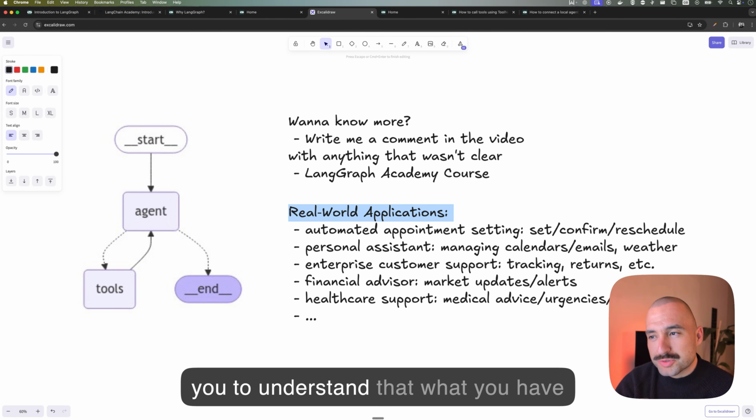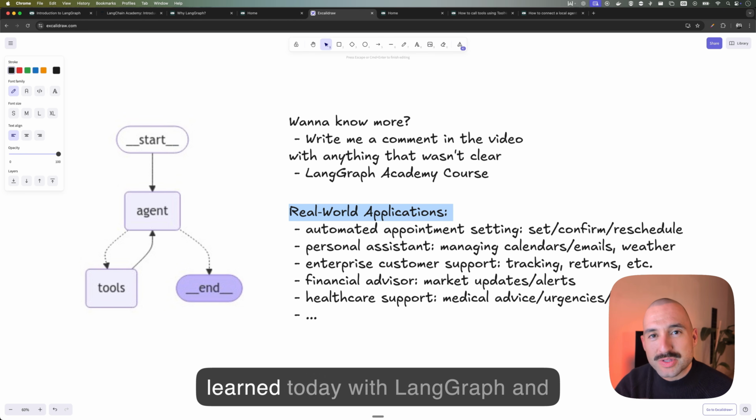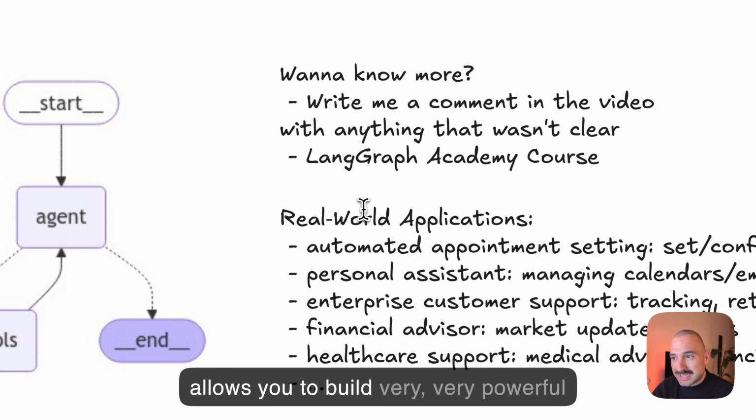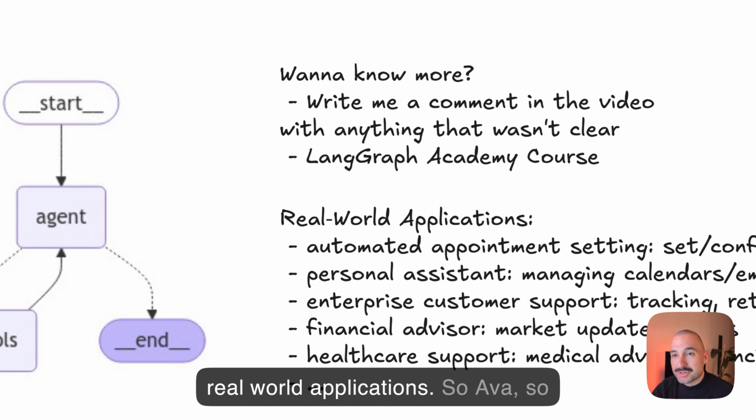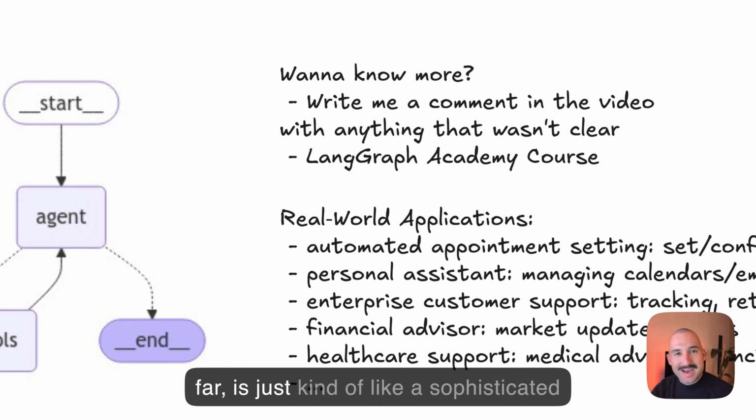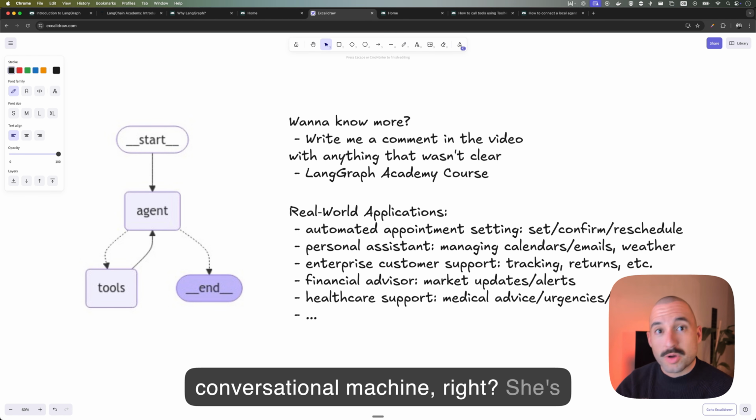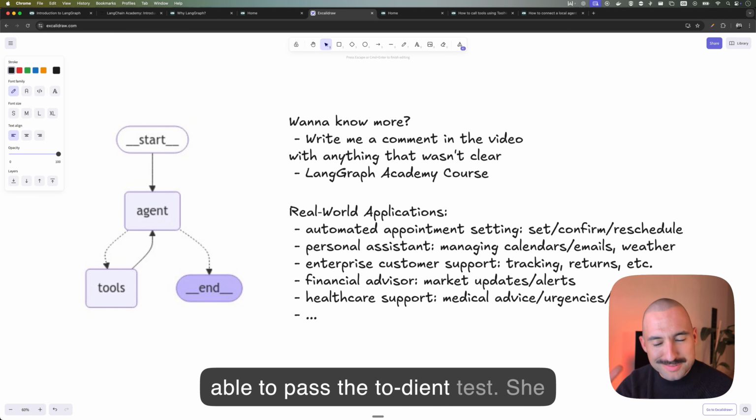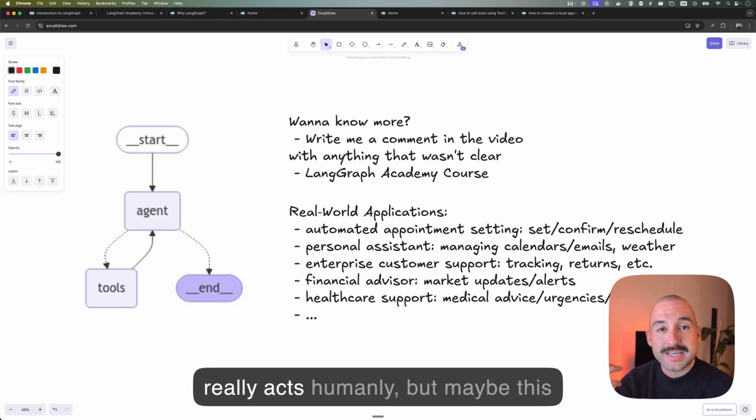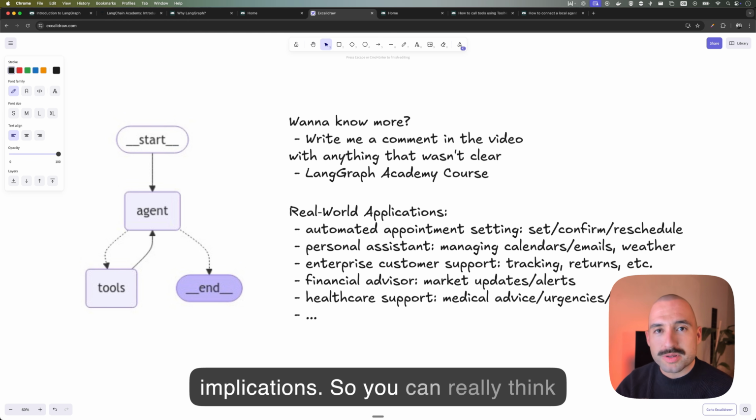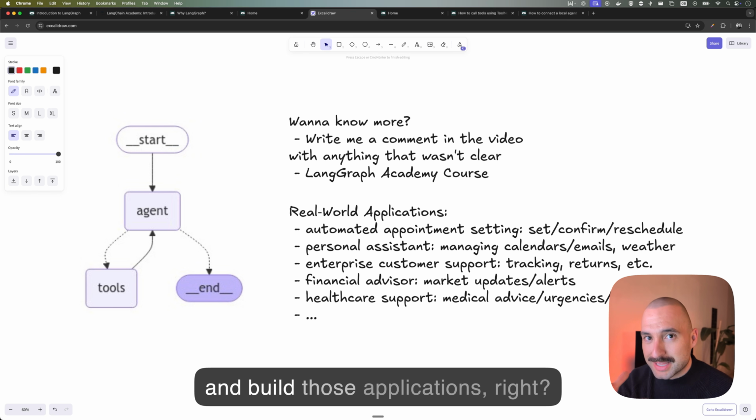And finally, I want you to understand that what you have learned today with LangGraph and this kind of agentic framework allows you to build very powerful real world applications. Ava so far is just a sophisticated conversational machine, right? She's able, let's say, to pass the Turing test. She really acts humanly, but maybe this doesn't have those real world implications. So you can really think and build those applications, right?